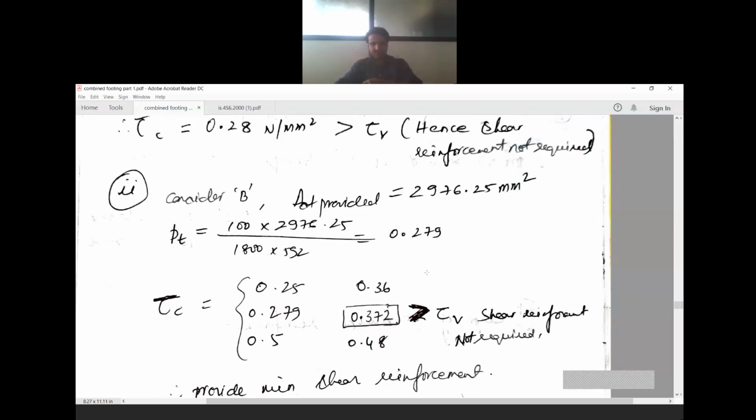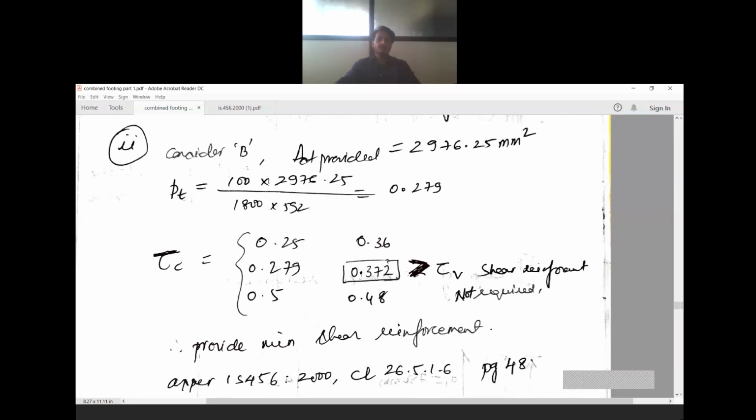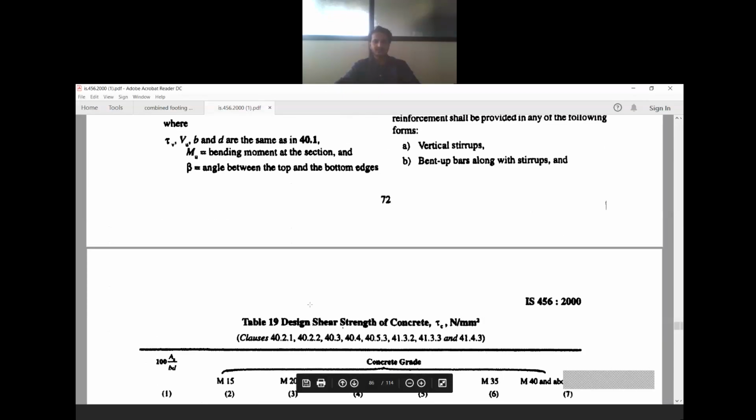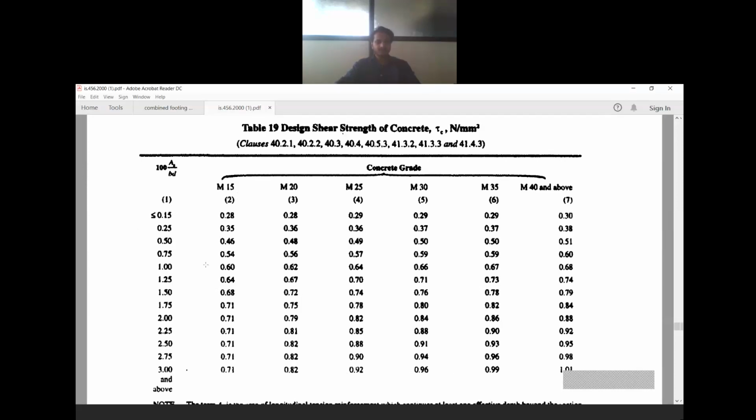Okay, so let us consider column B. In the longitudinal reinforcement calculation, we calculated by considering MB. From that, AST provided is equal to 2976.25 mm square. From this, to calculate the percentage of steel, 100 AST divided by BD, if I substitute, I will get the answer as 0.279. For this percentage of steel 0.279, I have to get the tau C value from IS 456 table number 19, page number 73.